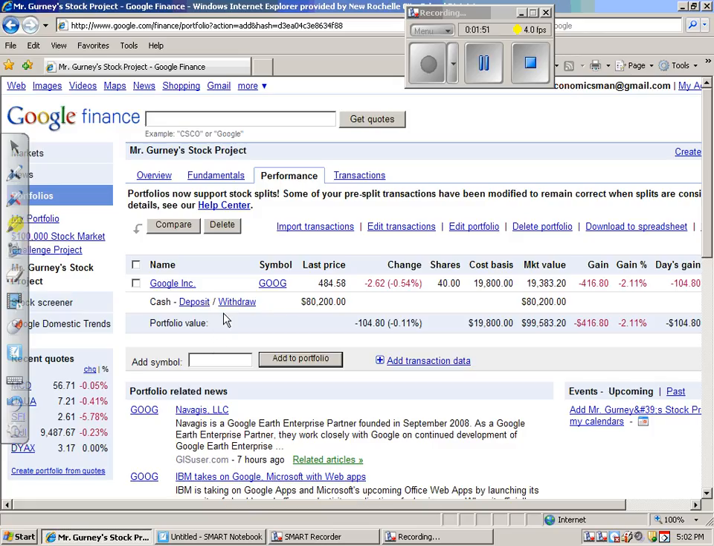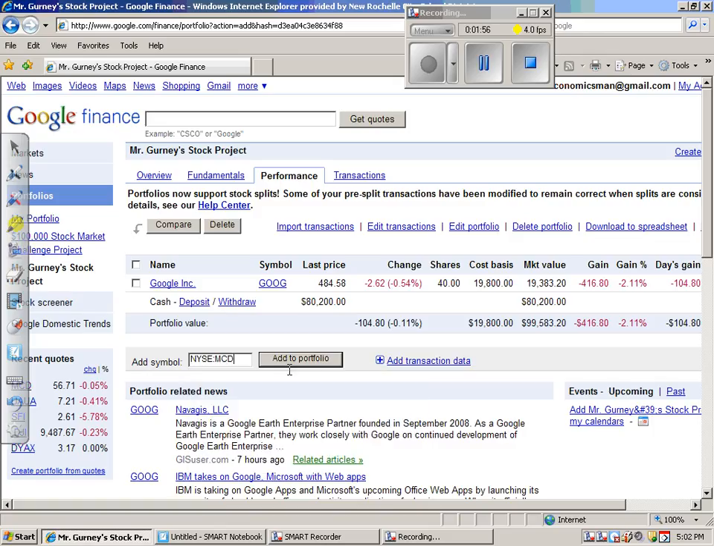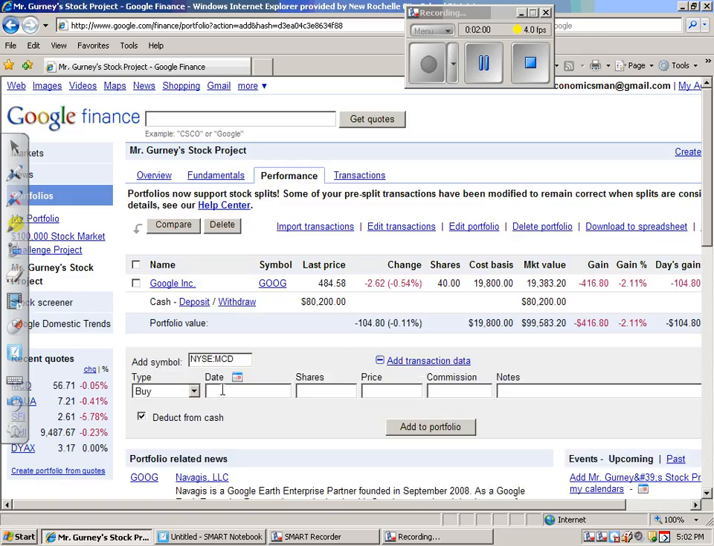The next stock I'm going to buy is McDonald's. And similar to the Google trade, I'm going to be purchasing it on the same day, and due to the fact that McDonald's is a lower price, I'm going to be able to buy more shares. I'm going to be buying 375 shares of McDonald's at a price of $57.62, and I'm going to click the Add to Portfolio button.